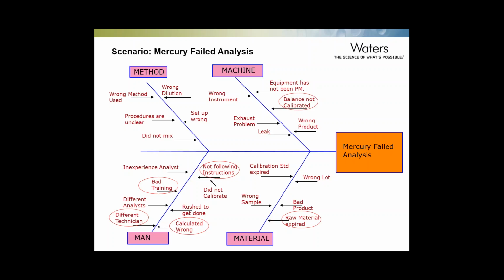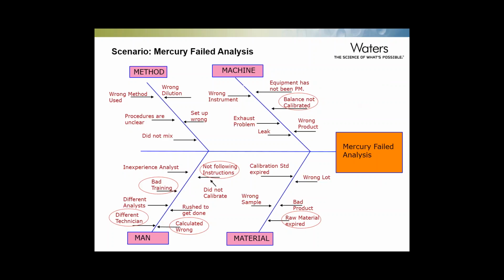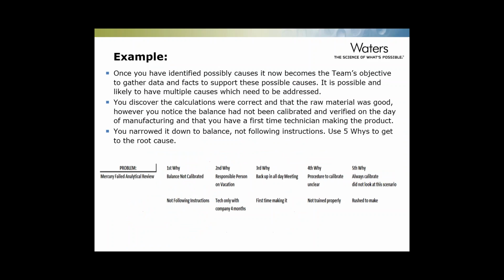So if I go back to my Fishbone, it could also be bad training as well, but we know the balance wasn't calibrated. We know the materials expiration date was still good. We did have a different technician, all right? We know that the calculations for the concentration level was accurate. So we've now kind of narrowed it down to 4 possibilities. Instead of immediately saying, okay, it's bad training, it's not following instructions, let's dig a little further into those issues. And let's go into our mercury failed analytical review.